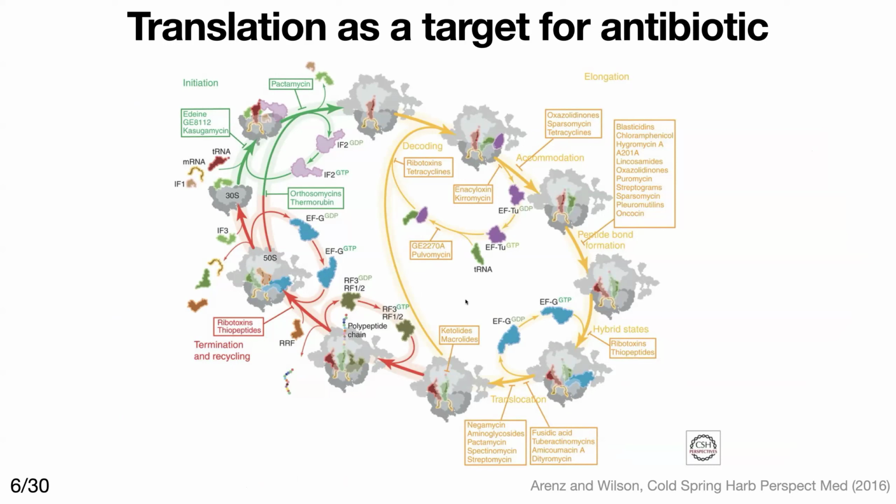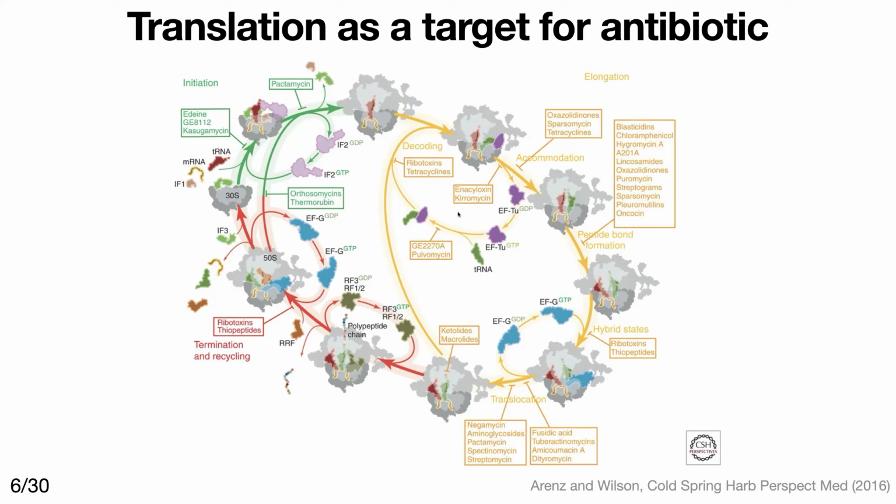And this is just a schematic of all the steps that happen in translation in a simplified way. And you can appreciate all of these are different antibiotics that target different steps. Basically, almost every single step can be targeted by an antibiotic. And in fact, more than half of the antibiotics available in clinic target translation.